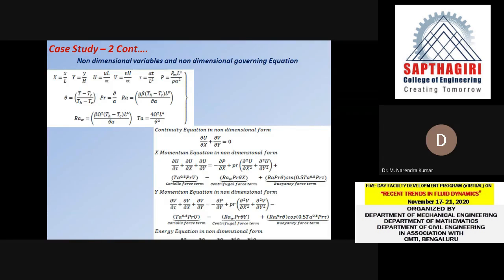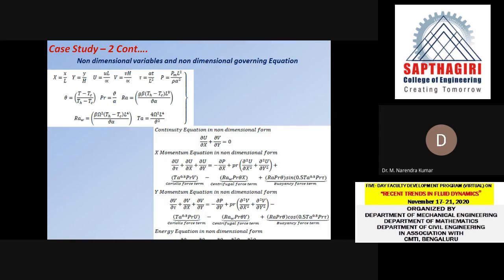As I told you, we see that this is the buoyancy term, this is the centrifugal force term, and this is the Coriolis force term that comes into play here. And similarly, this is the x momentum equation that you come across. So as usual, this is the Coriolis force term, centrifugal force term, and the buoyancy term. Okay. And this is the energy equation in the non-dimensional form that we try to arrive at.